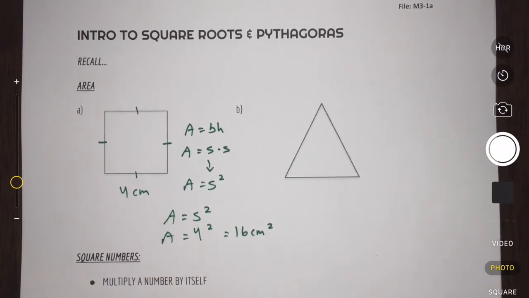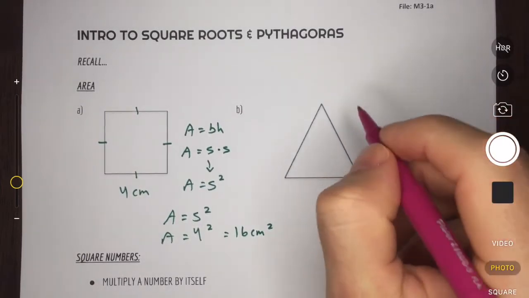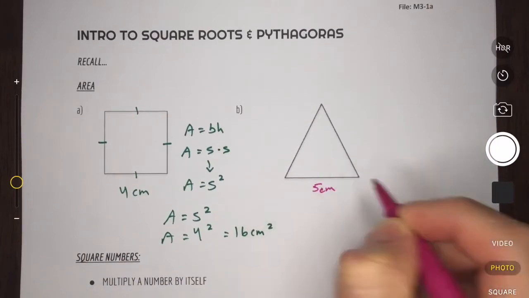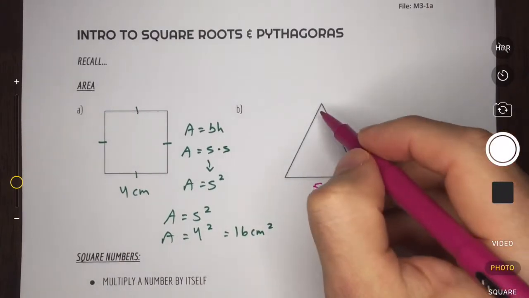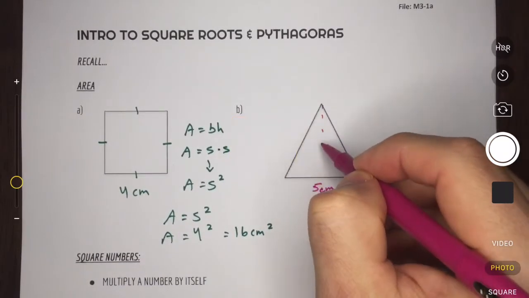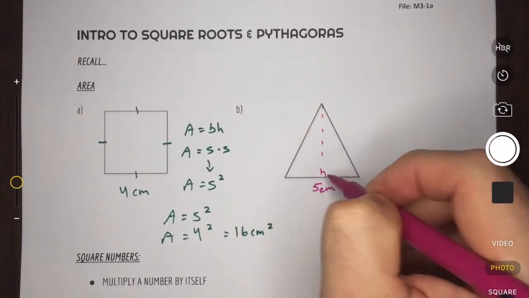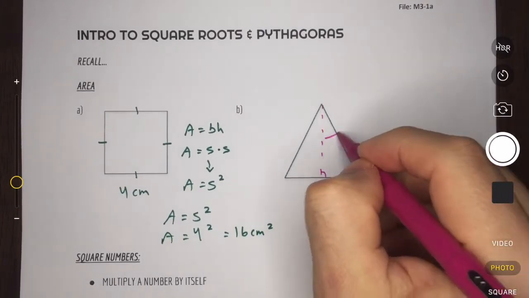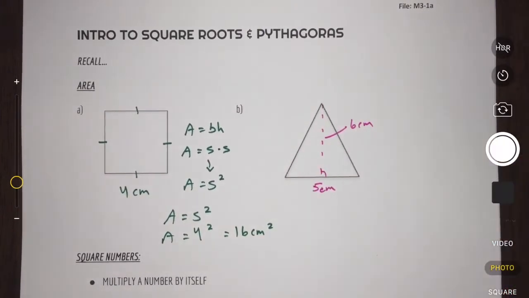When we are looking for the area of a triangle, we do need to remember that we need our base and our height. So let's say that our base is 5 centimeters. And in order to find our height, remember that we have to drop or find and create a perpendicular height line. Let's say that that is 6 centimeters.